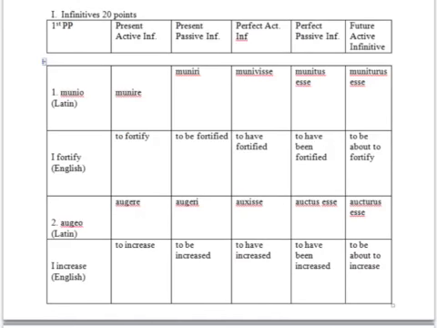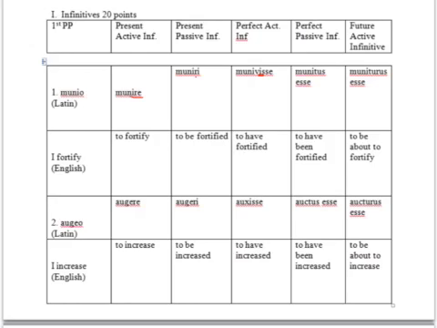So the first verb on this version is munio, which is fourth. So it's munire, ire, and it means to fortify. Again, the fourth, you only drop one letter to make the passive, so it's drop the E and add an I, it's muniri, to be fortified. The perfect active infinitive is munivisse, so the fourth principal part plus isse, to have fortified.